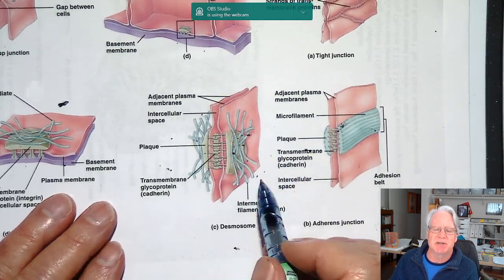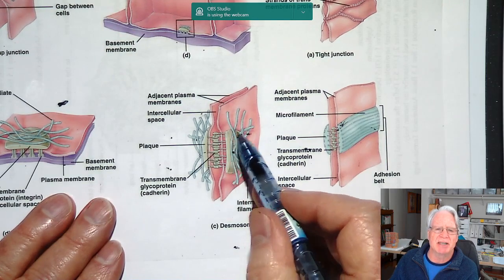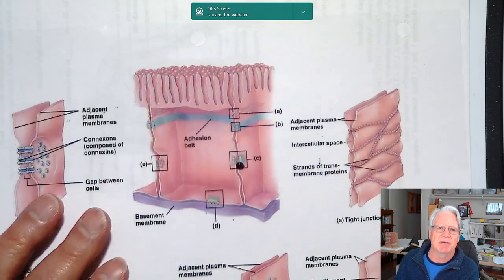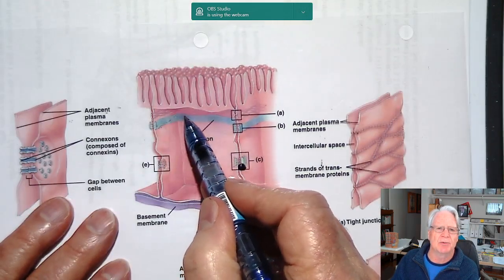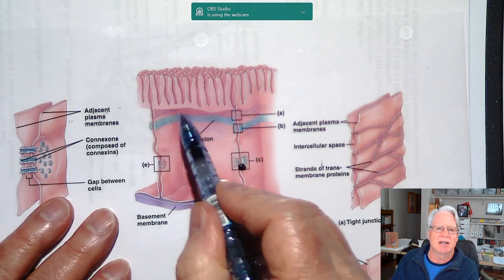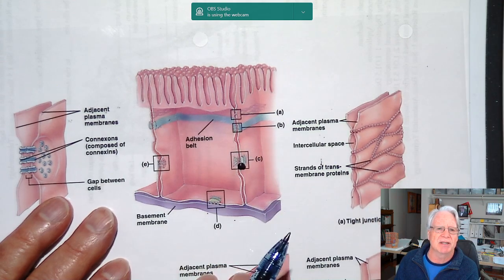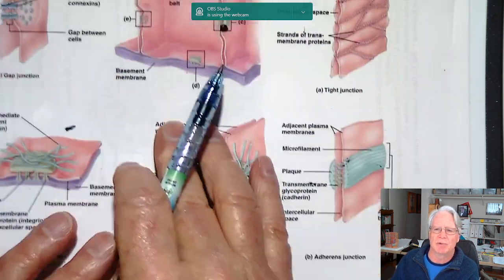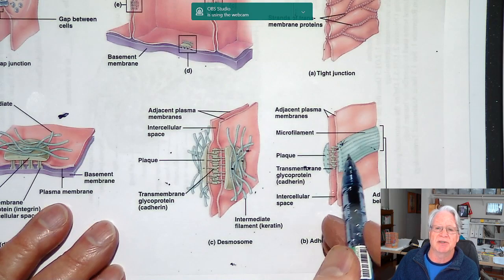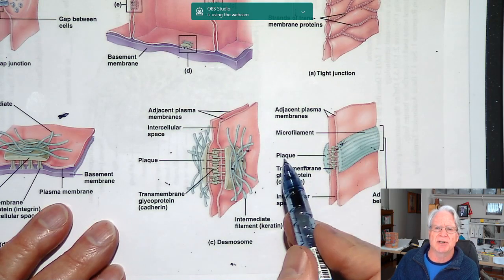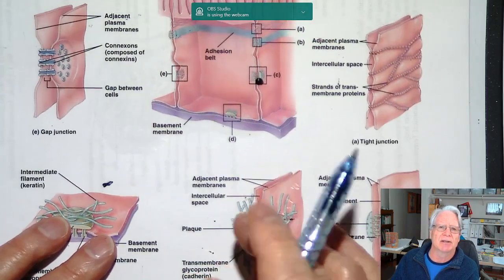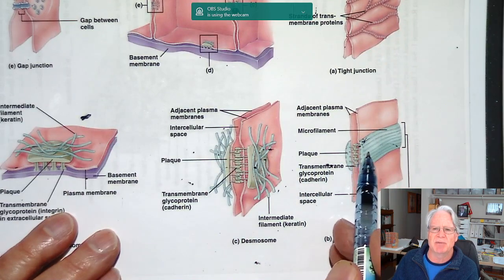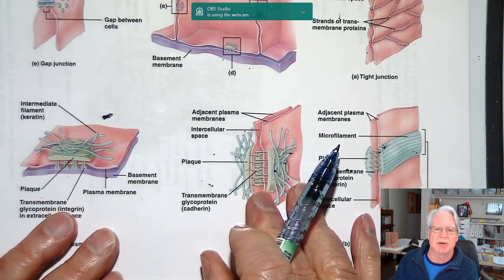Here is a desmosome, and this is built slightly differently than what you see here. Here we had a belt, and what I mean by a belt is literally a belt that goes all the way around the cell, just like the belt on your pants goes all the way around your body. This structure is composed of microfilaments and is called a plaque, and these transmembrane proteins stick out, connecting one cell to its neighbor.